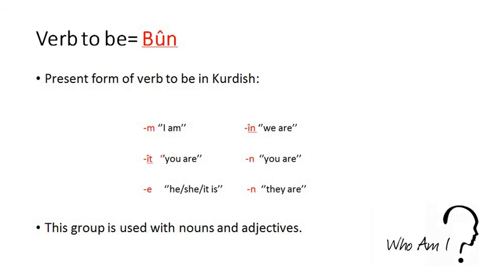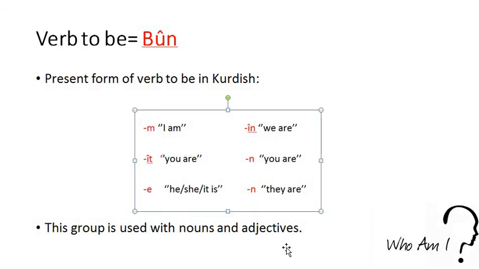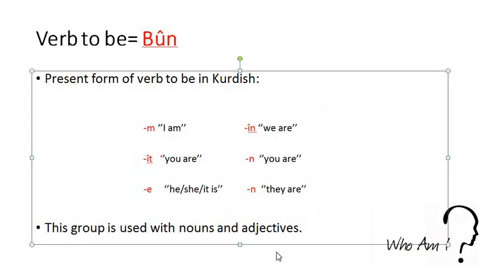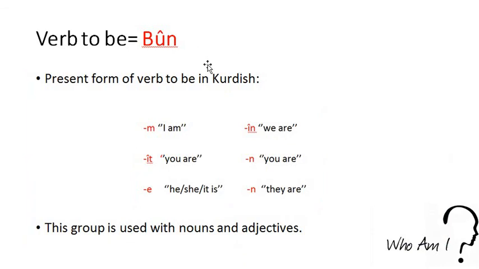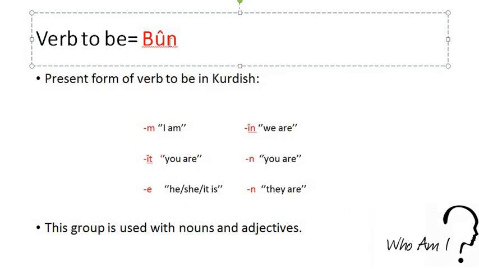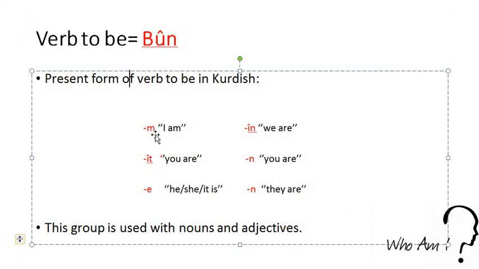Verb bun is present form of the verb to be in Kurdish. We have it like this. You conjugate it like this. This group is used with nouns and adjectives. Okay. There is another classification though. For example, if you say boom, if you say I was, you were, we conjugate this verb. But basically, verb to be in Kurdish, you can conjugate it like this: m, it, e, a, in, n.